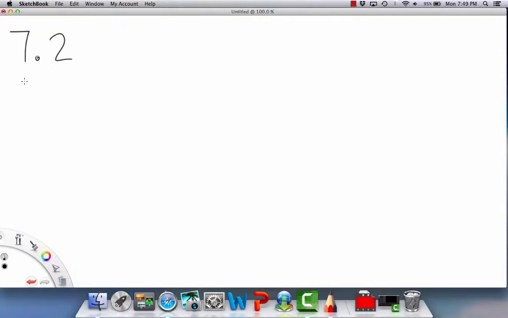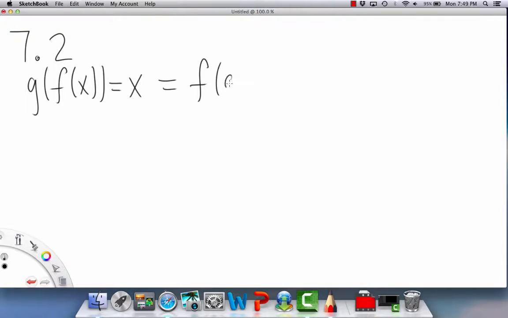7.2. So some key concepts from here. A function is invertible if the following statement is true. Okay, and I know this might look a bit confusing, and it also works the other way as well. So if this composition of functions comes out to equal x by itself, then you have two inverse functions.